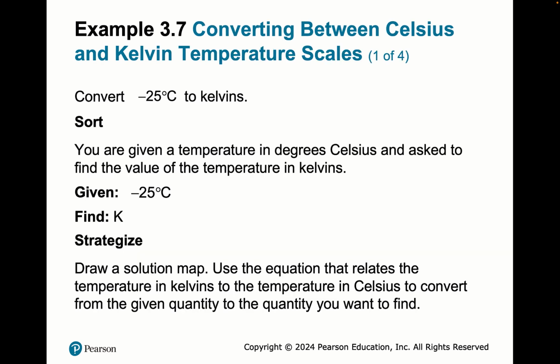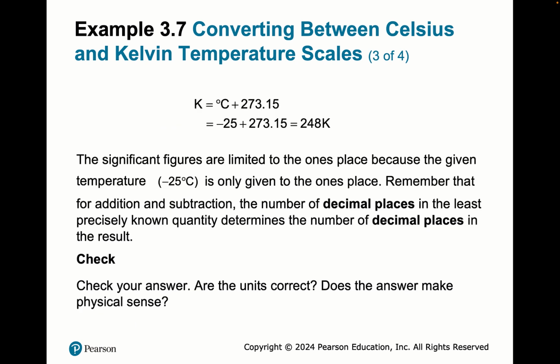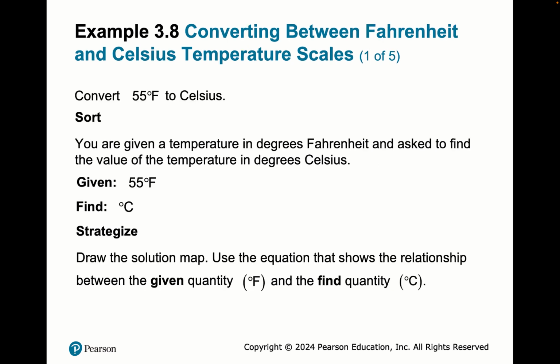So let's convert between temperature scales. Negative 25 degrees Celsius to Kelvin. We have to know the equation. Kelvin is degrees Celsius plus 273.15. And then apply the equation. And of course, we don't know the decimal place because of the rules of sig figs, and then negative 25 Celsius is 248 Kelvin.